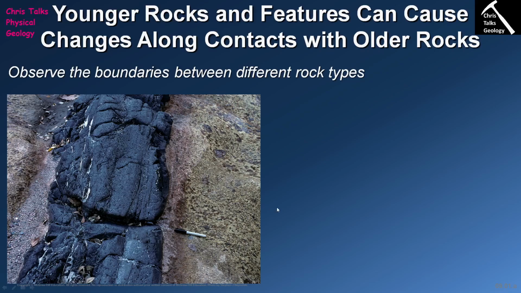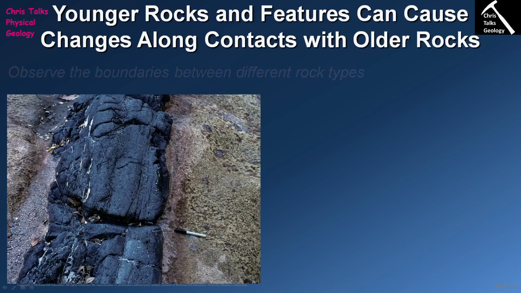So the final feature we'll use for relative dating is due to the heat that comes from magma. So if we look right here, what we can see is we have a dike. It's this dark coloured rock right there. Now the dike, as we've said, must be younger than the rock which it is passing through. So we know that the dike here must be younger than the rock which it is intruding, which is this older grey rock right here.